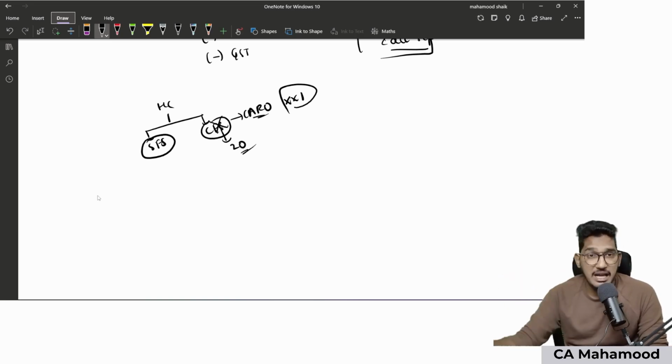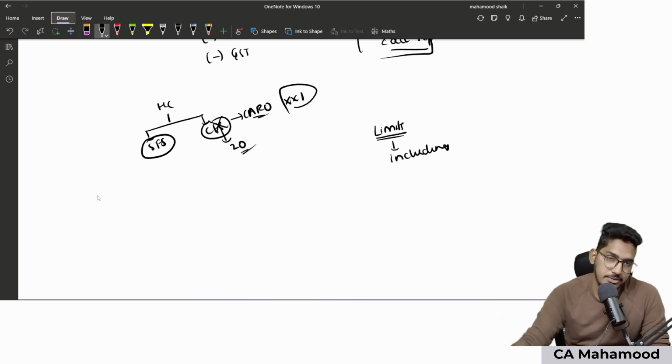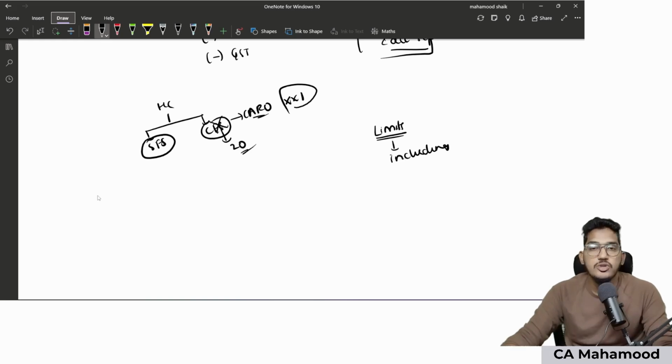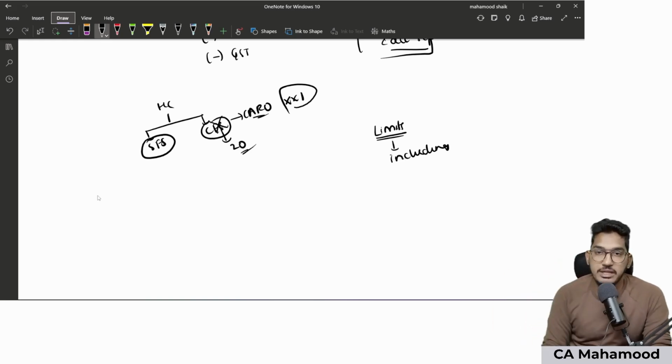In case if the company is having branches, then the limits will be calculated for the company as a whole, including all the branches information. And once CARO becomes applicable for the entire company, all the principal auditor, branch auditor, everybody have to report on these 21 matters in their respective audit reports. Understood? So this is the calculations, applicability criteria.